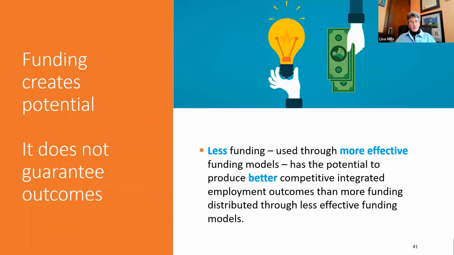So final closing thought. I think funding always creates potential, but funding does not guarantee outcomes. We have to work really hard in terms of how we use funding. And I've seen examples where less funding that's used more effectively through more effective funding models can produce better competitive integrated employment outcomes than when we see more funding used through less effective models. So I think funding only creates potential.